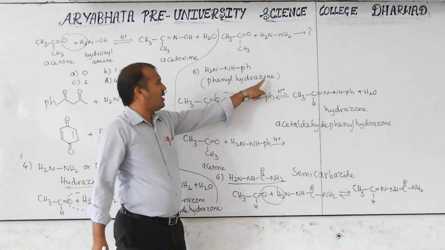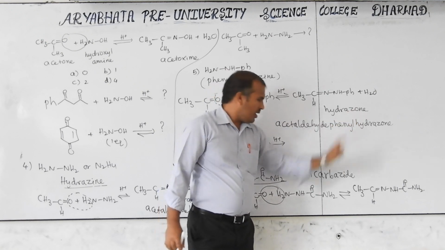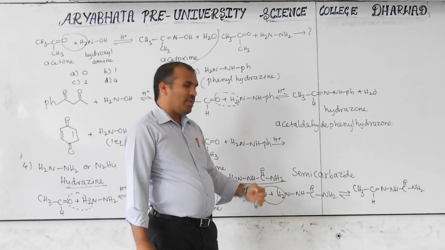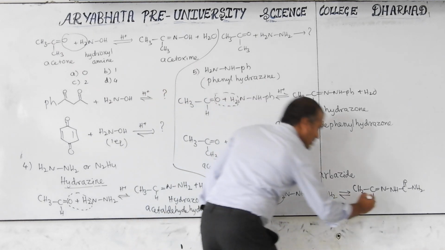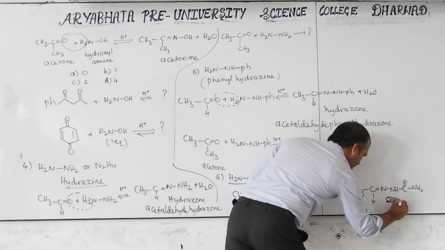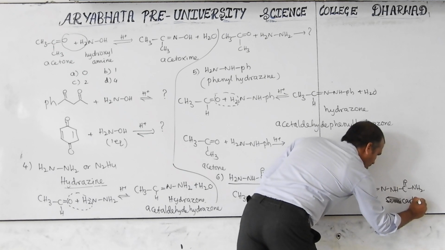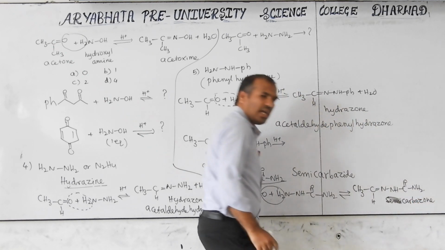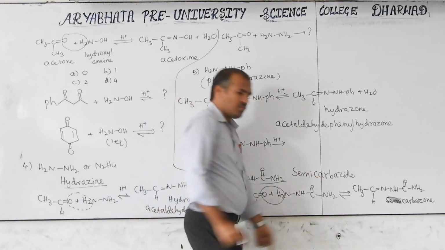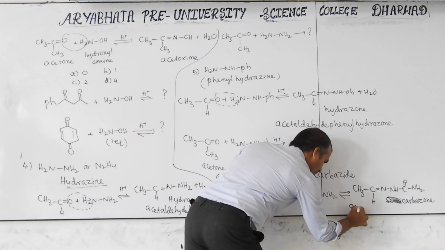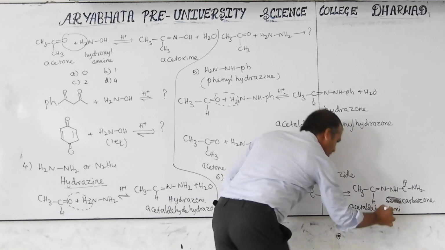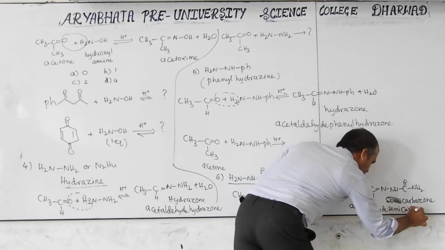Here the ide is there, then it is converted to zone. Here semicarbazide and semicarbazone. It is called semicarbazone, Z-O-N-E. What is the complete name? Acetaldehyde semicarbazone.